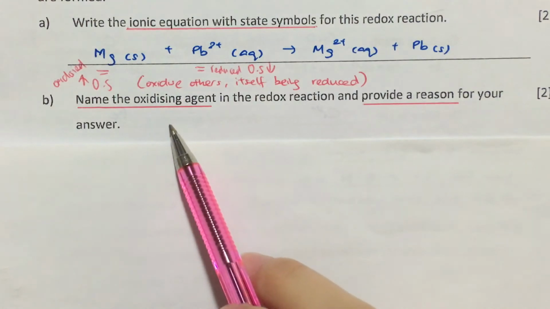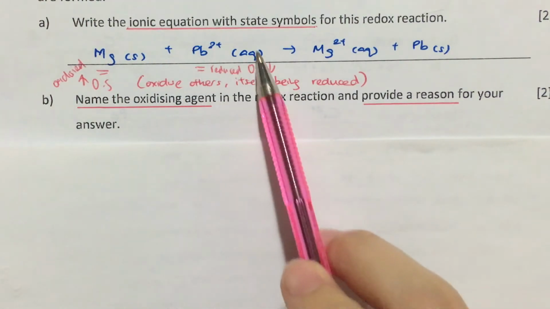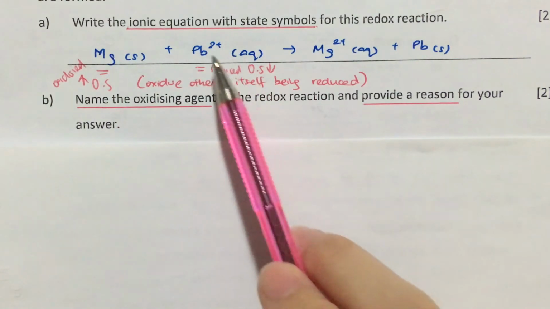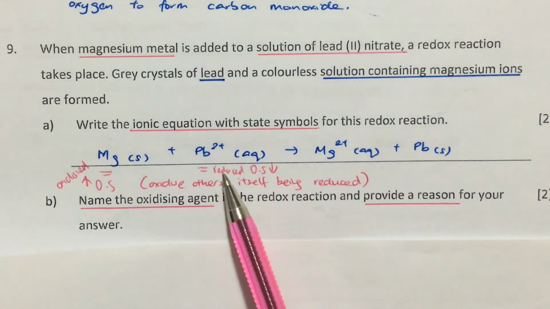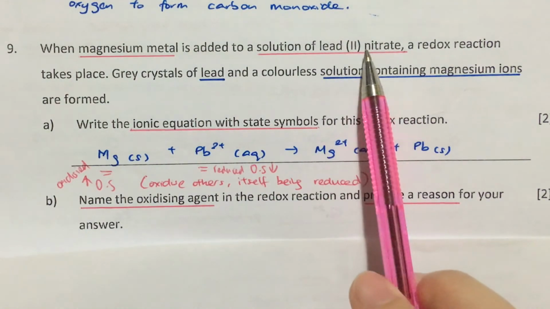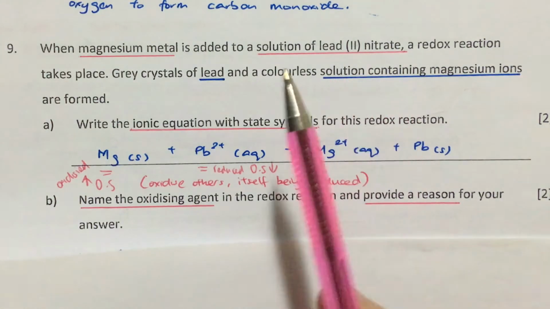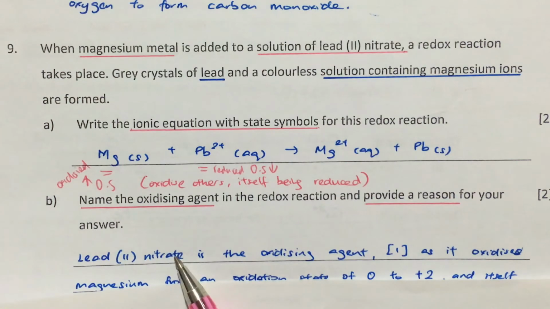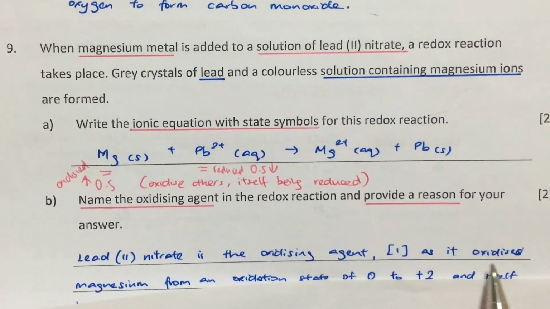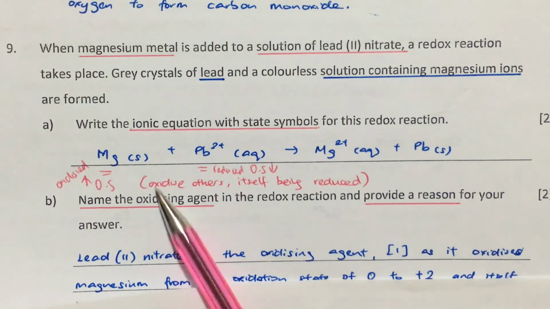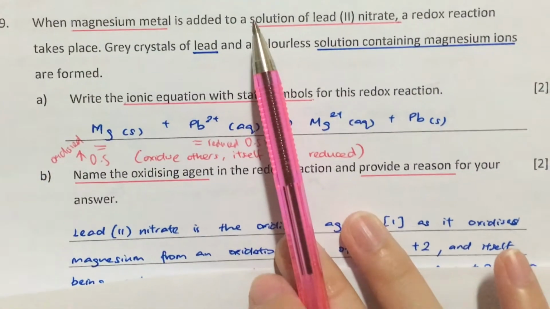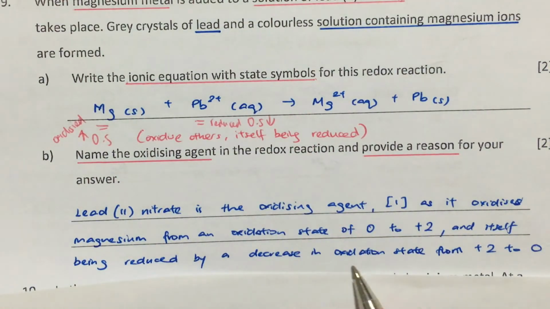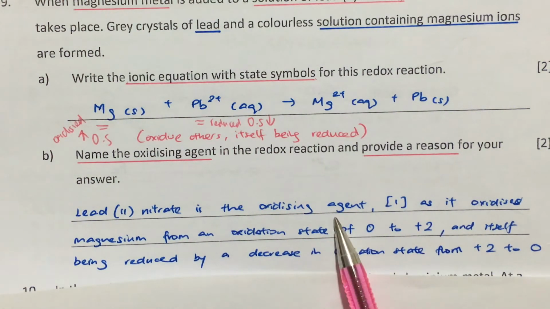Now our oxidizing agent is the one that is being reduced, which means lead-2 ion is the one that is being reduced. But do we call it lead-2 ion? Our initial substance with my lead-2 ion was lead-2 nitrate. So it is lead-2 nitrate that is being reduced. How do I explain it? Lead-2 nitrate is the oxidizing agent, as it oxidizes others, which is oxidizing magnesium, oxidation state of 0 to +2, and itself being reduced by a decrease in oxidation state from +2 to 0. So I explained this in oxidation state.